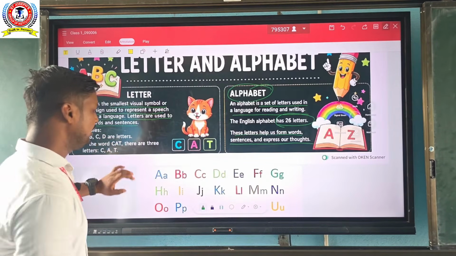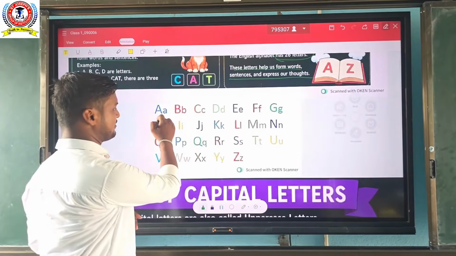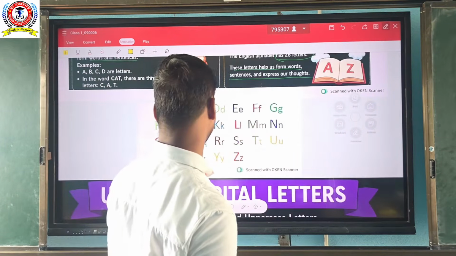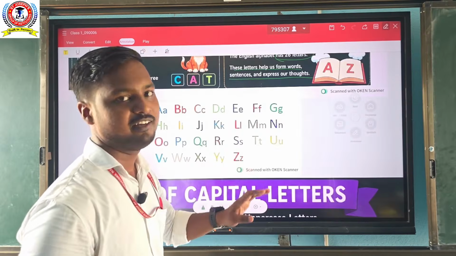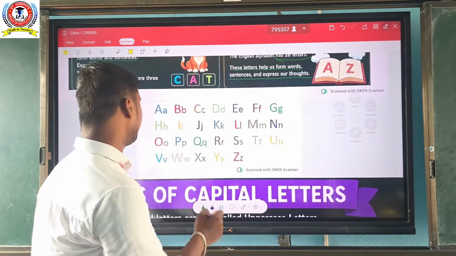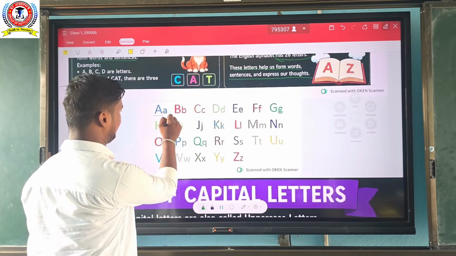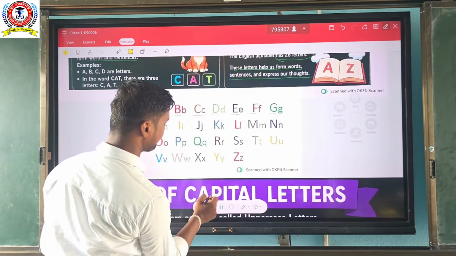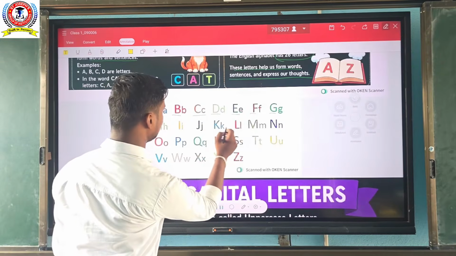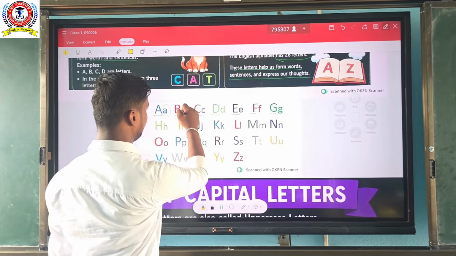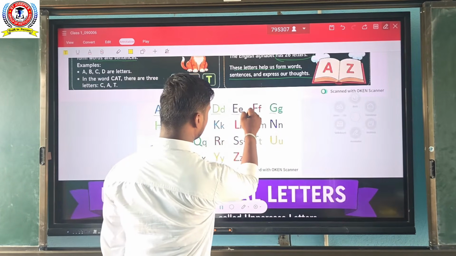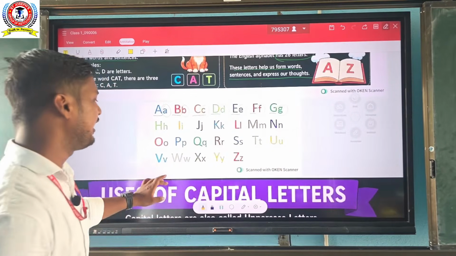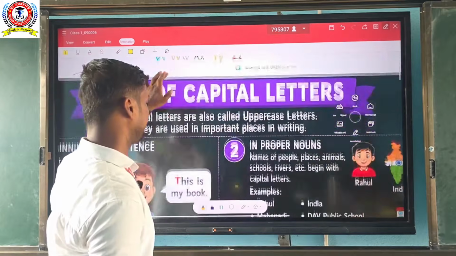You can see the letters A, B, C, D, E, F, G, H, I, J, K, L, M, N, O, P, Q, R, S, T, U, V, W, X, Y, Z. These are the 26 letters. These are the capital letters and these are the small letters. Then we have to know where to use capital letters and where to use small letters.